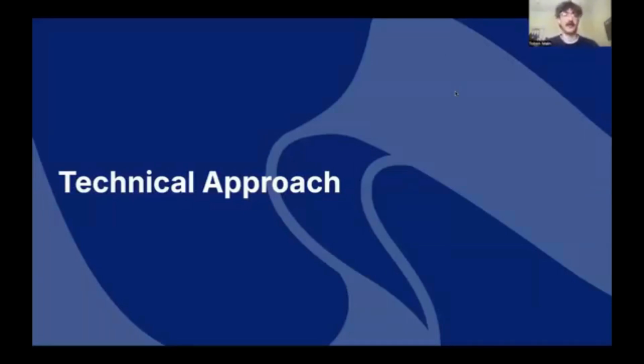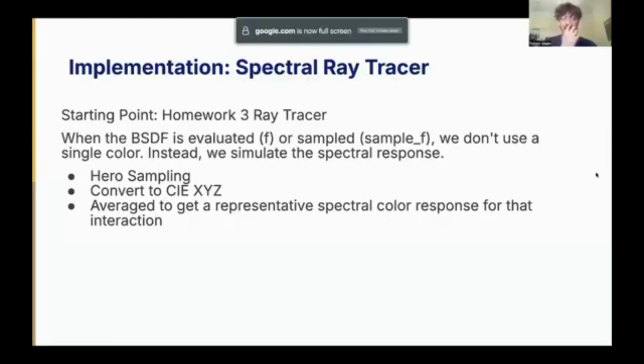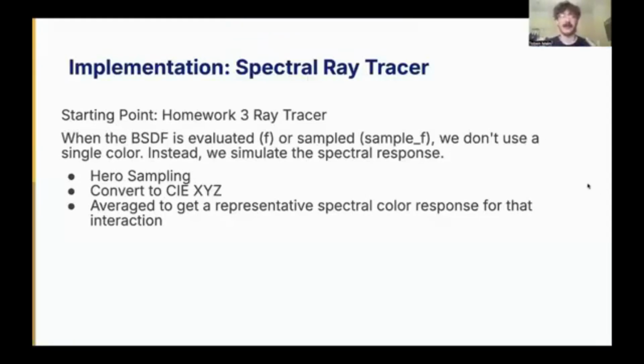Okay, so I wanted to talk a little bit about the technical approach. For the ray tracer, we implemented a new BSDF. And instead of using a single color, we try to simulate a spectral response. We do so by sampling a random wavelength and then doing hero sampling, where we get specific wavelengths that are on either side of the random wavelength that we sampled. This is supposed to decrease noise while also being an unbiased estimator.